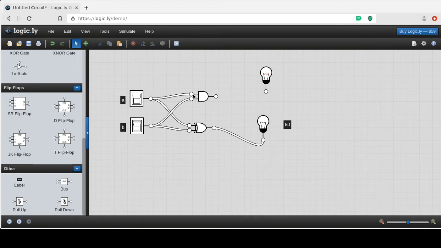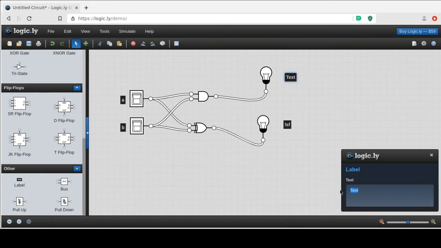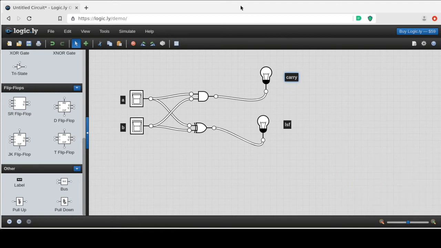So basically this just says, look, I'm feeding A to the AND gate. I'm also feeding B to the AND gate. What do you get out? Out of that, you get the carry. So over here, this is the carry. And there you go. You've got a 2-bit adder. Let's see if it works.